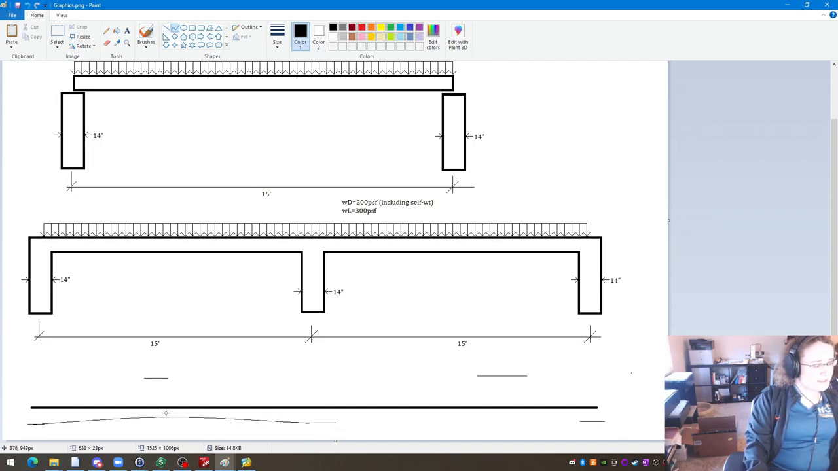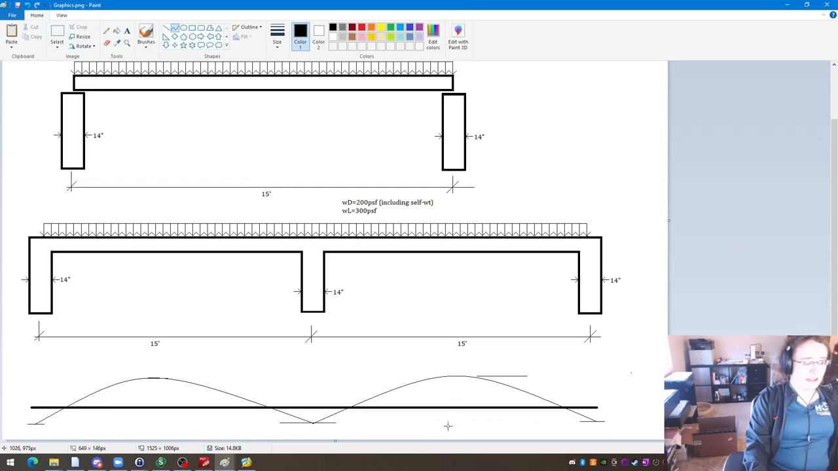You will likely end up with a moment diagram that looks something like this. We'll have negative regions and positive regions, and negative and another spline, correct? And then something like this. So you're going to end up with both negative and positive regions of your moment diagram.